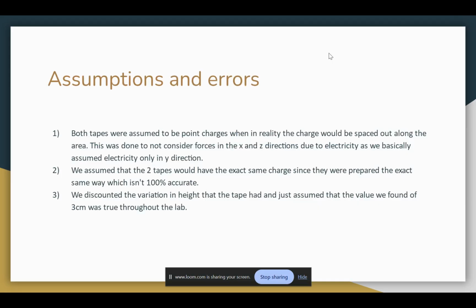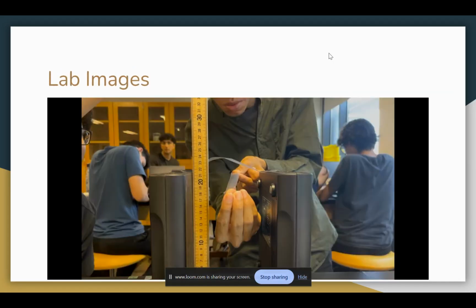Every lab will have some sort of error. So in this lab, we originally assumed both tapes were point charges, when in reality the charge would be spread out across the whole surface area. This was done to keep it in one dimension, because as you can see here, the two tapes are not aligned perfectly. We would have to consider forces in x, y, and z instead of the way our assumption made it just consider forces in y.